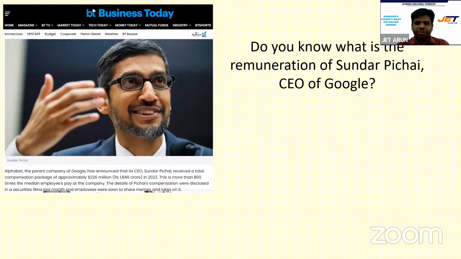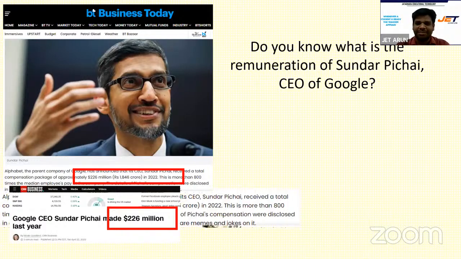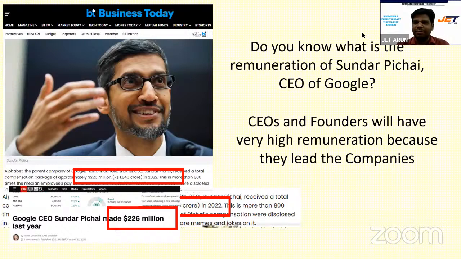All right. So you might have heard about Google. Definitely, everyone knows about Google. The CEO of Google is Sundar Pichai. You know what's the remuneration? It's 1,800 crores per annum. $226 million last year. So CEOs and founders will have very high remuneration because they lead the companies.